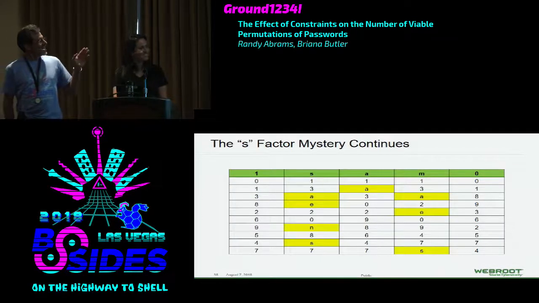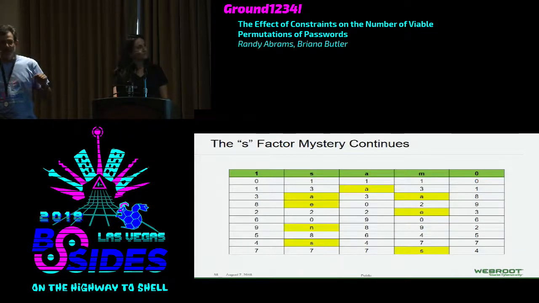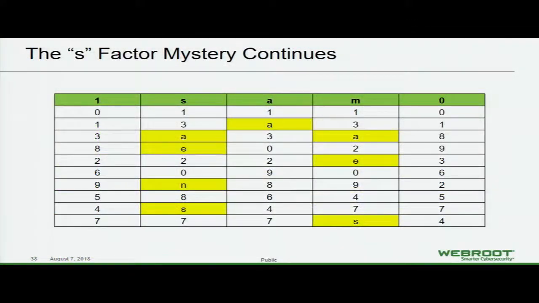Now, the S factor mystery continued. You can see where M now is 3 out of 10 words that start with M are going to end with a letter, and the rest are numbers. And the S factor is decreased a bit, but still 4 out of 10 passwords starting with S end with a letter. And I found that quite interesting.